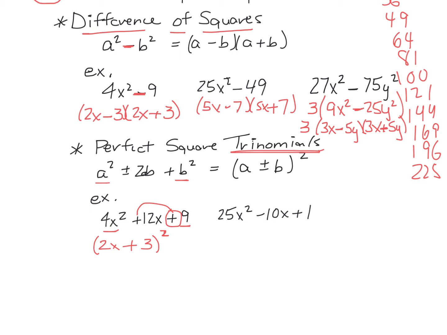This next one's a trinomial, begins and ends with a perfect square. So I'd have 5x, square root of 1 is 1. Again, both signs must be negative. So it'd be 5x minus 1 quantity squared. So those are a couple examples that we have already discussed as our first steps in factoring. Look for difference of squares or a perfect square trinomial.